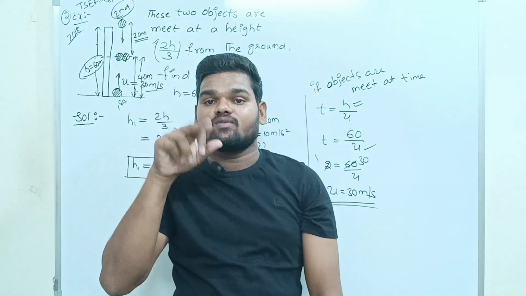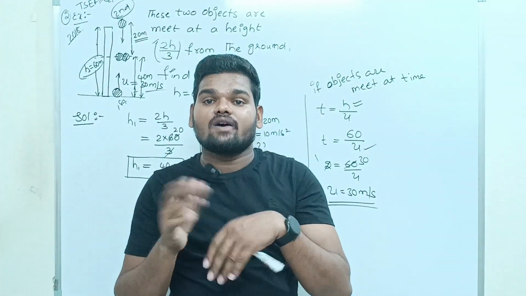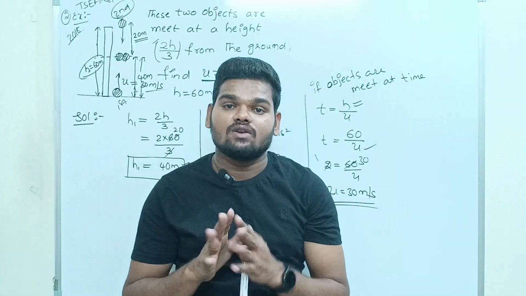T equals h by u. At what time do the velocities of the two objects become the same? T equals u by 2g.